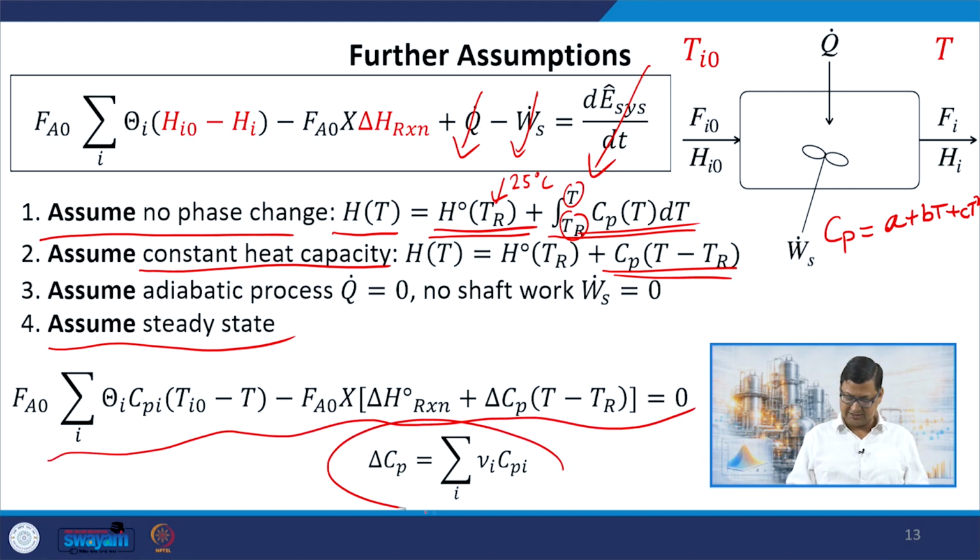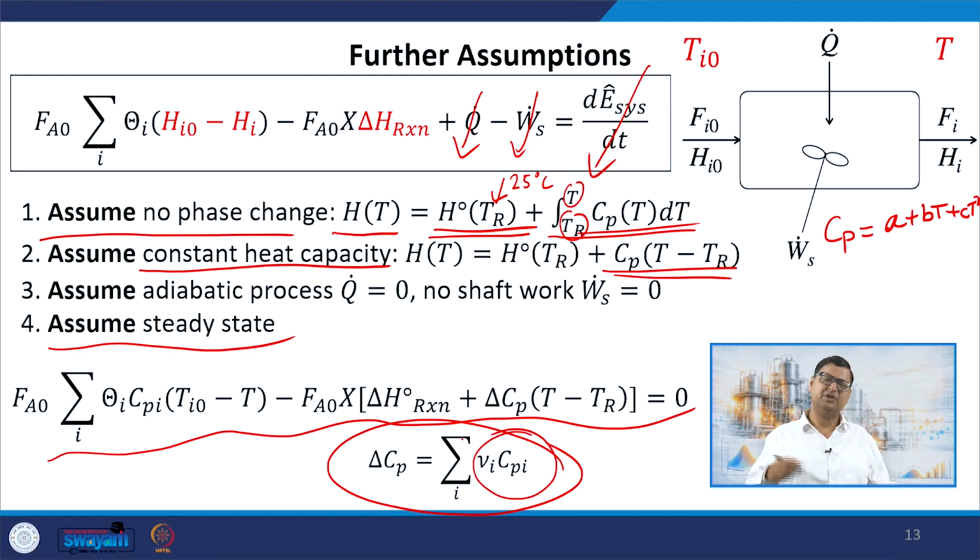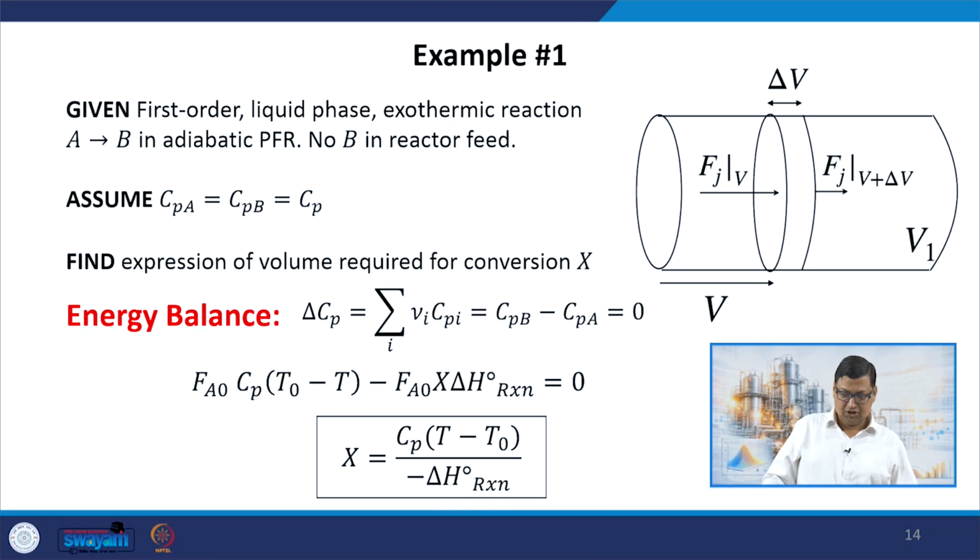where now I have an additional definition. Just like heat of reaction, we can also define a delta Cp, that is basically a sum over the multiple of stoichiometric coefficient and the heat capacities of the species. So now let us apply that on a simpler example.